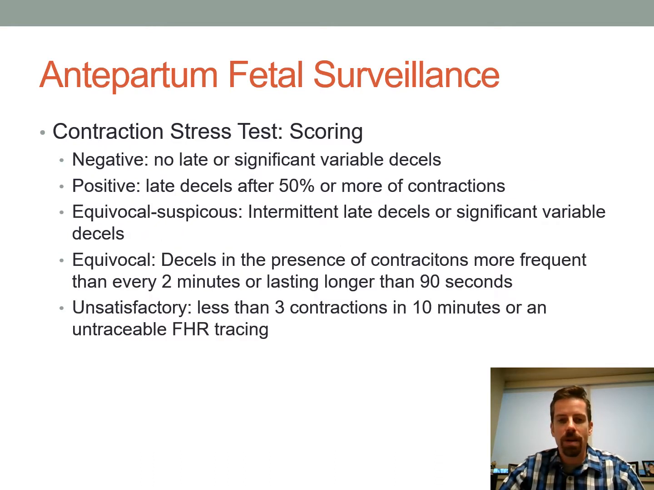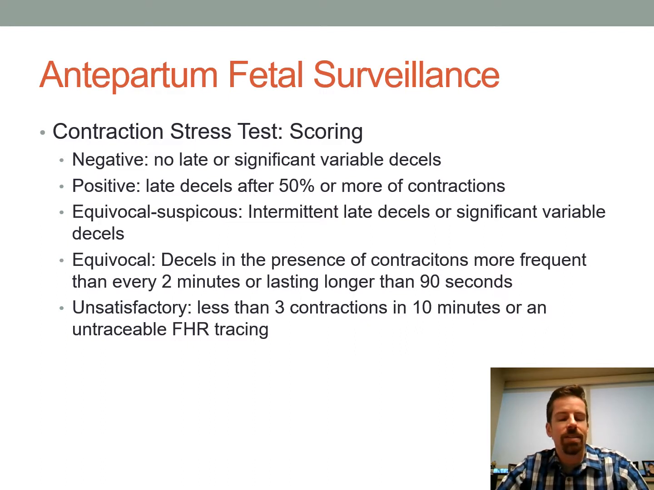A negative contraction stress test is meeting that requirement for adequate contractions with no late or significant variable decels. A positive contraction stress test is the presence of late decels after greater than 50% of contractions. So the presence of recurrent late decelerations is a positive contraction stress test.